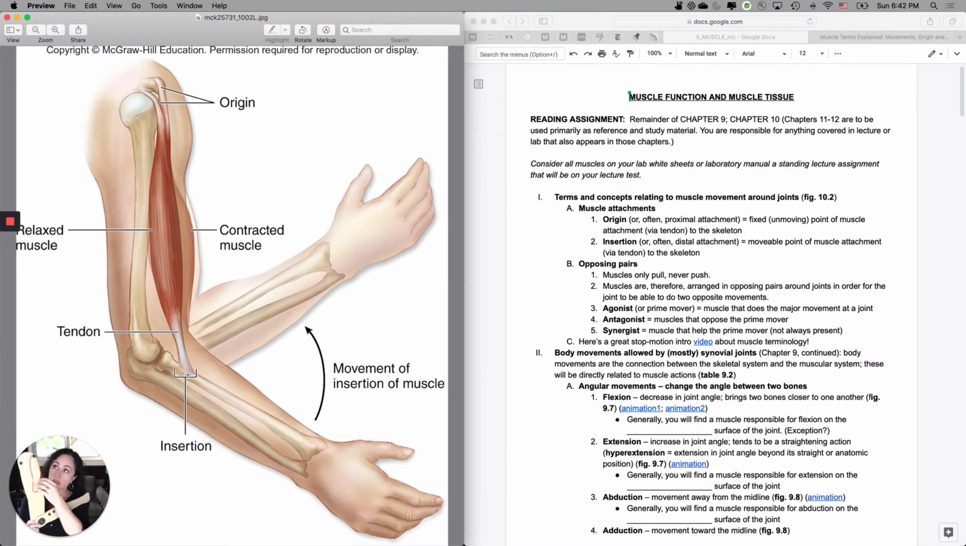So this one is immovable, and when I attach it to this one and then let it contract, it will move. Okay, so in this one, this top particular muscle, this top attachment point right here is going to be which?